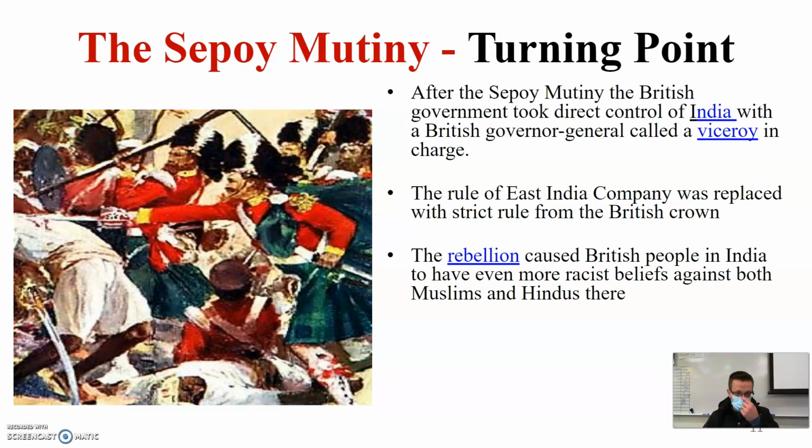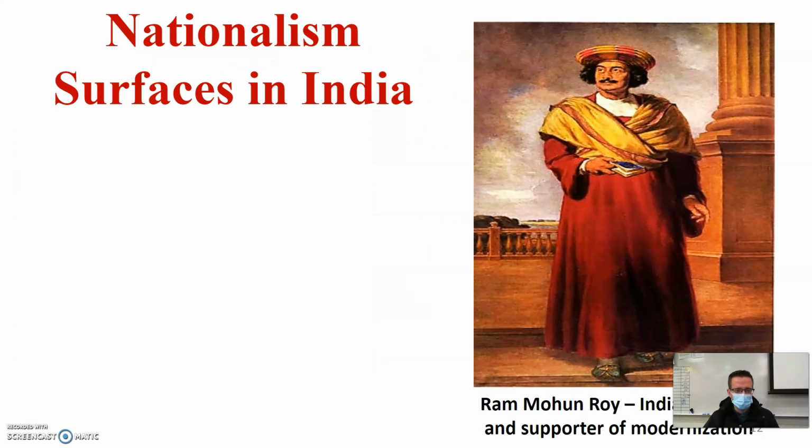The rebellion caused British people in India to have more racist beliefs against Muslims and Hindus there. They punished them quite severely, executing thousands by cannon with no trials. But if it seemed like a group was guilty, they would just kill them.